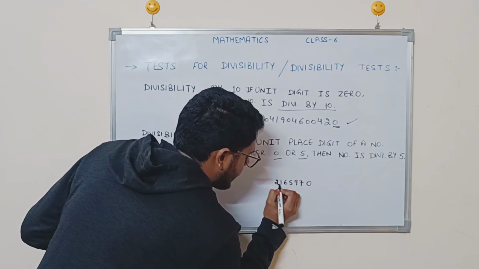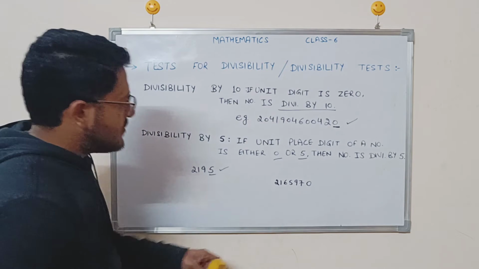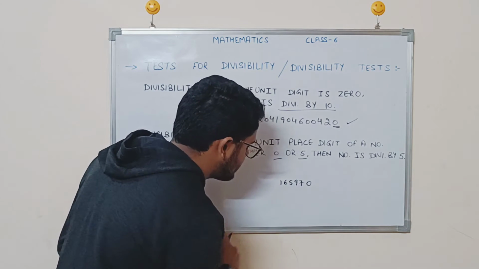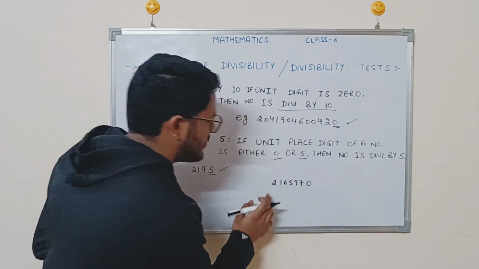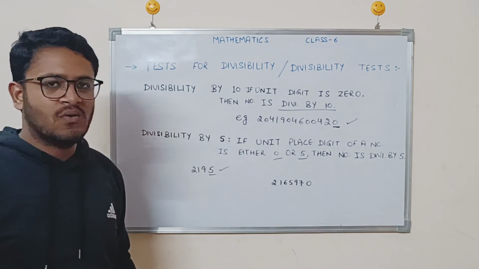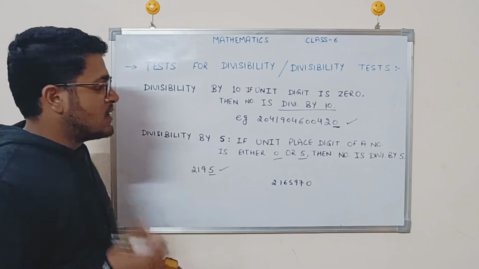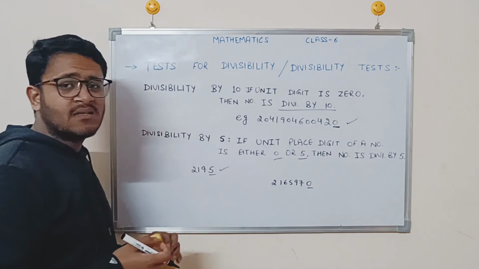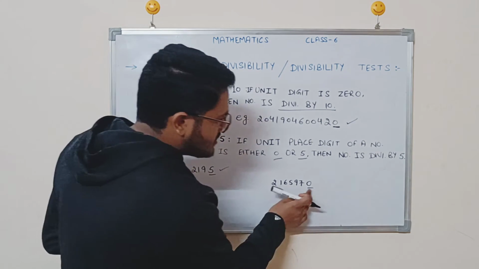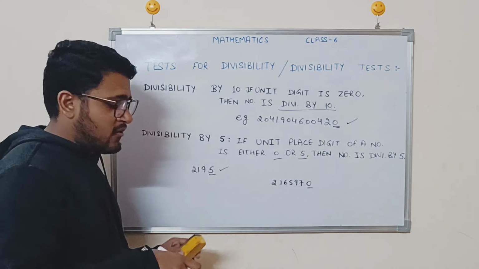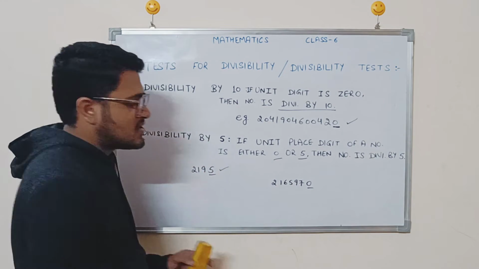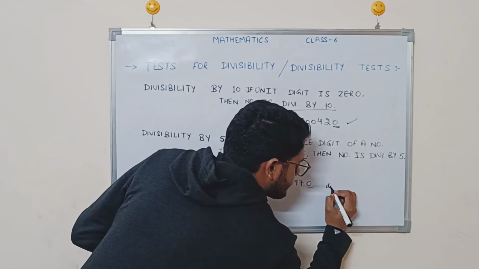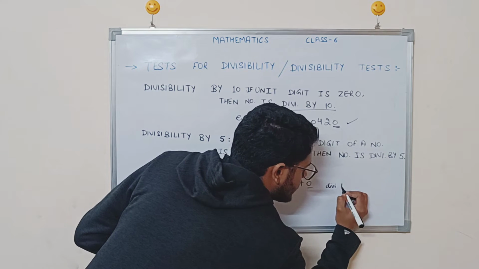2165970. Okay. Now I want to find if this number 2165970 is divisible by 5 or not. Again, what I will do, I will take the unit place digit. So I will check whether the unit place digit is 0 or 5. Is it 0? Yes. So simply this number is divisible by 5.